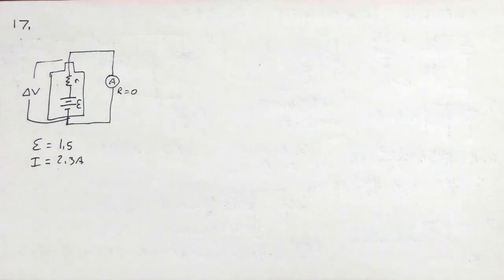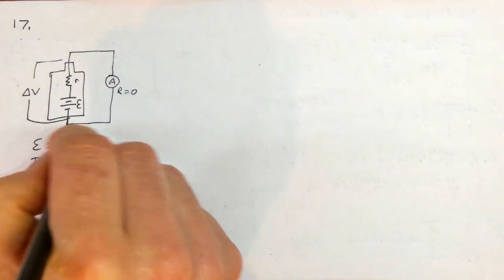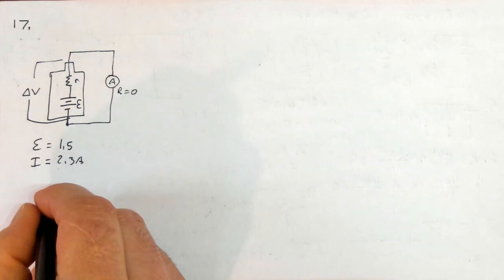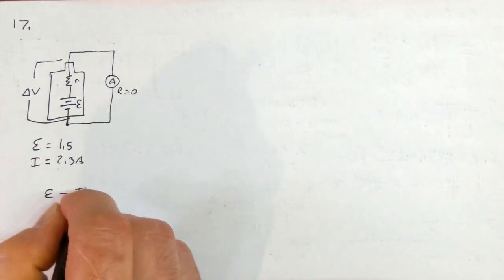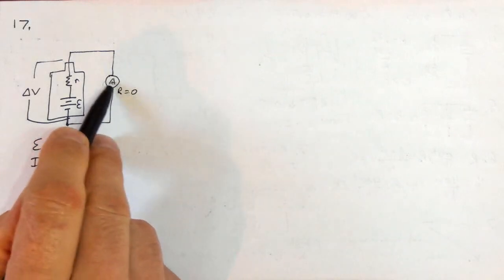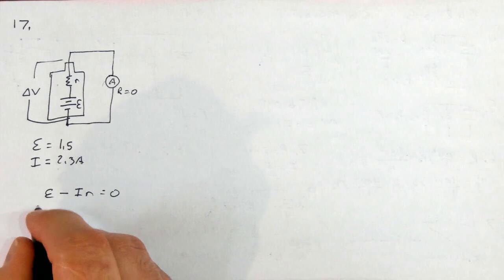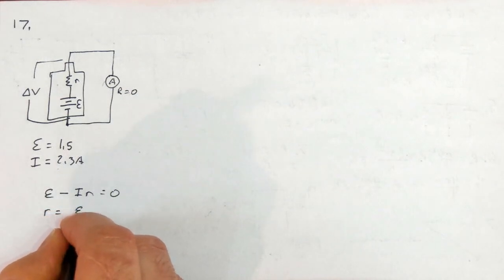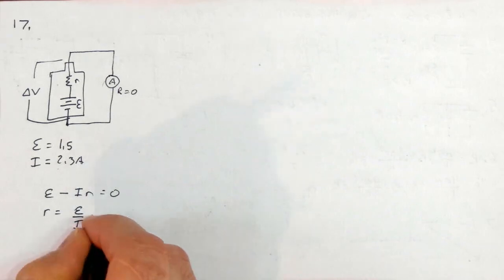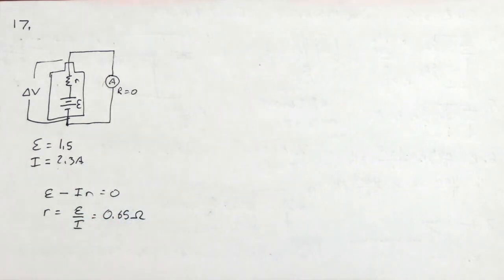If I look at this circuit, doing my loop rule, I can start here, go through, gain EMF, subtract the current through that resistor, and get back. Because this has no resistance, so no voltage drop, I get back to where I started, so that equals 0. That means the resistance is simply the EMF divided by the current, which gives us 0.65 ohms, which is a pretty small resistance for this battery.